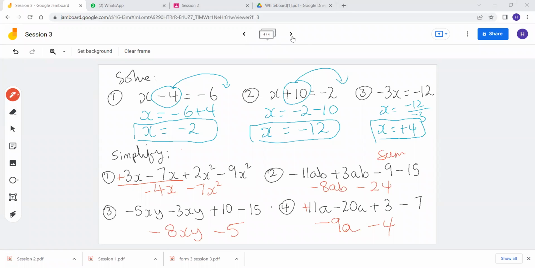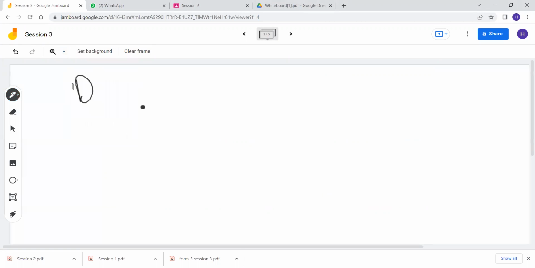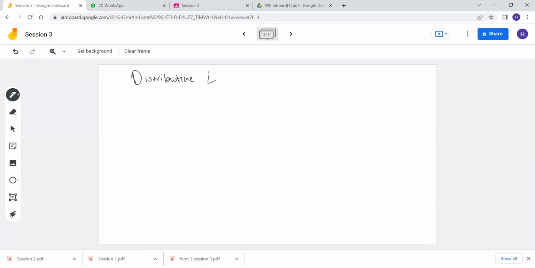We're going on to something called the distributive law. So look at this here. The distributive law is a very simple law. Let's see if we can make the screen a little bigger. First time I'm using this whiteboard, it's a different kind of whiteboarding. So distributive law. Better, normal size. Distributive law.